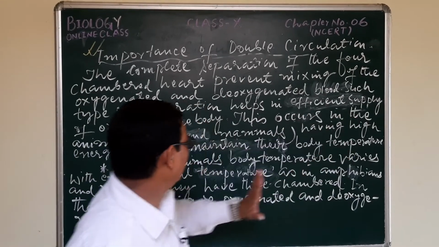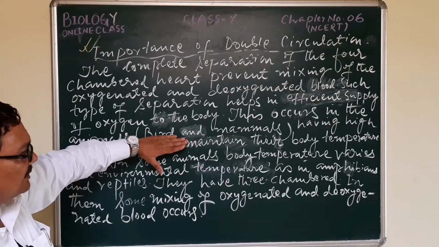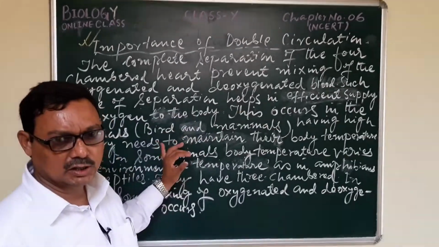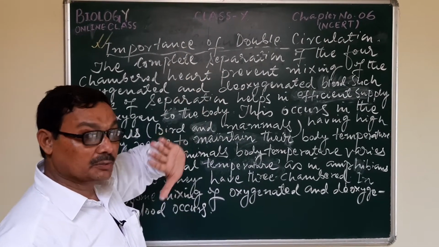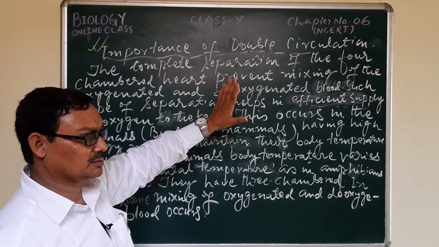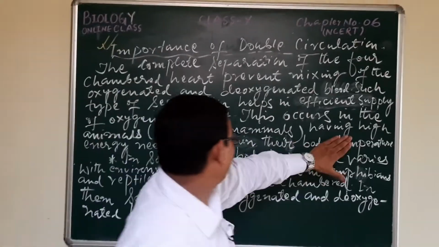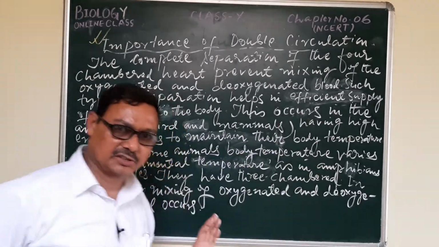This occurs in animals like birds and mammals, where there is a complete separation of the four chambers and a complete separation of oxygenated and deoxygenated blood, having high energy needs to maintain their body temperature.